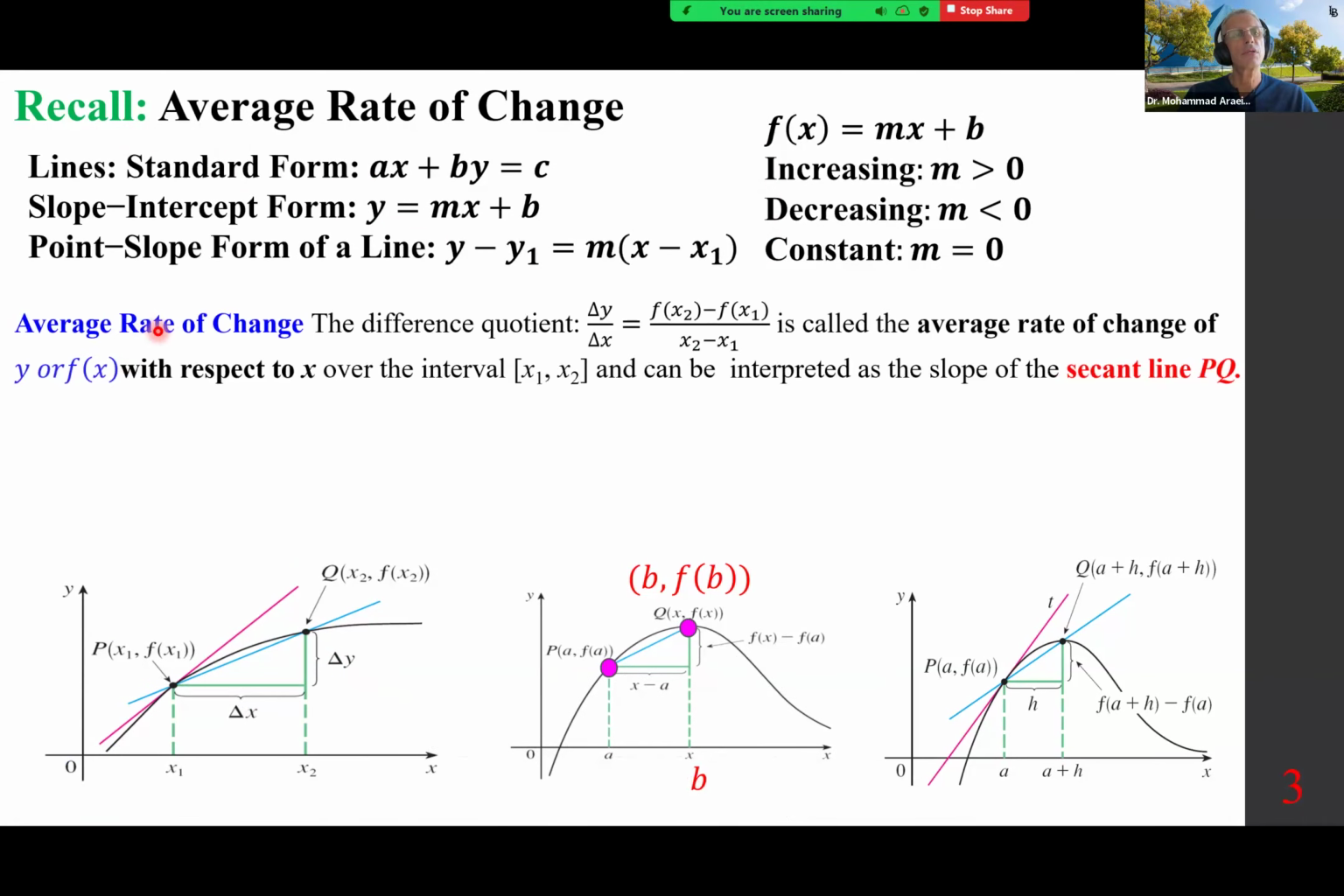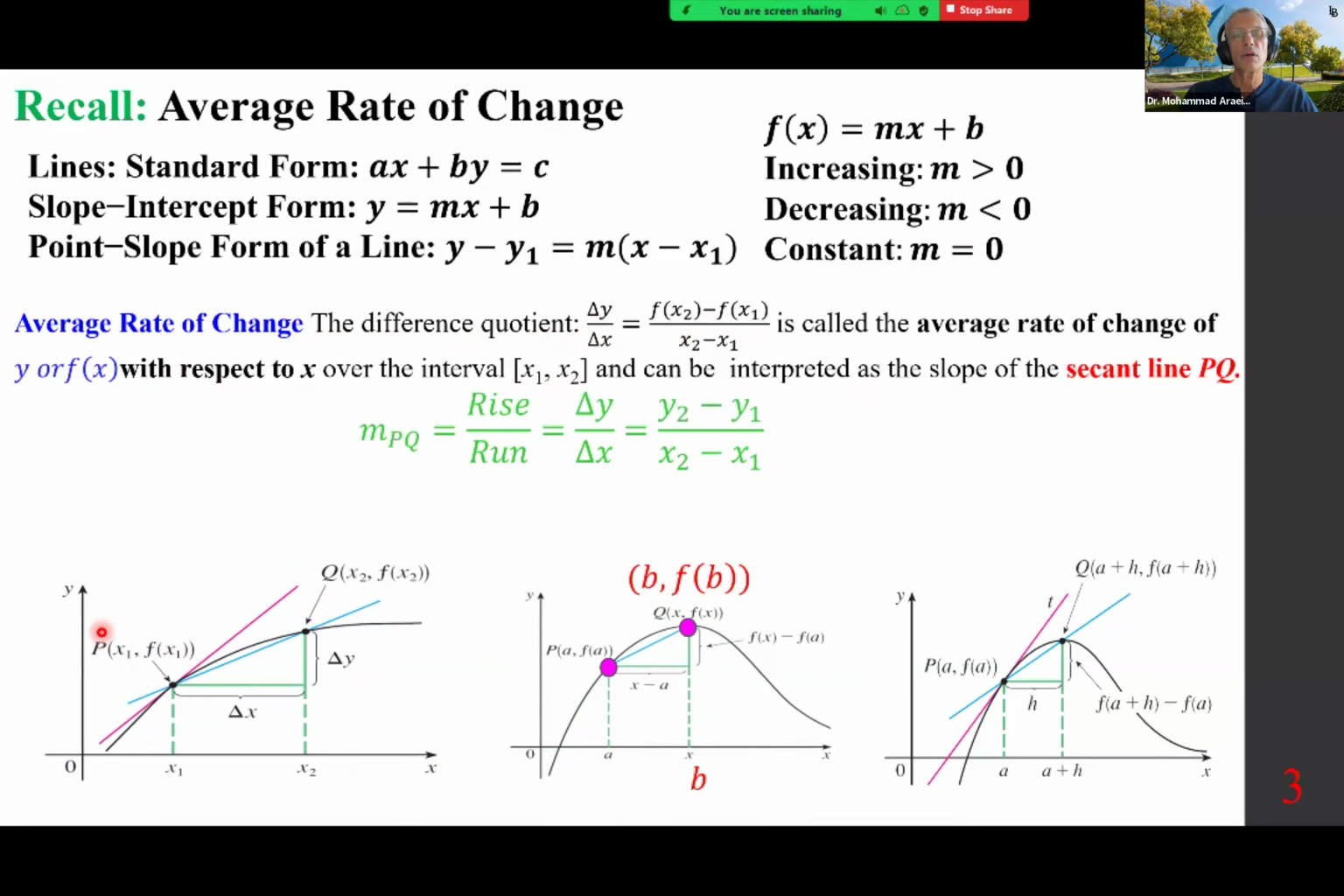So the average rate of change, or the difference quotient, which is delta y over delta x, is f of x sub 2 minus f of x sub 1 over x sub 2 minus x sub 1. It is called the average rate of change of y, or f of x with respect to x, over the interval of x sub 1 to x sub 2, and can be interpreted as the slope of a secant line. This PQ is called the secant line.